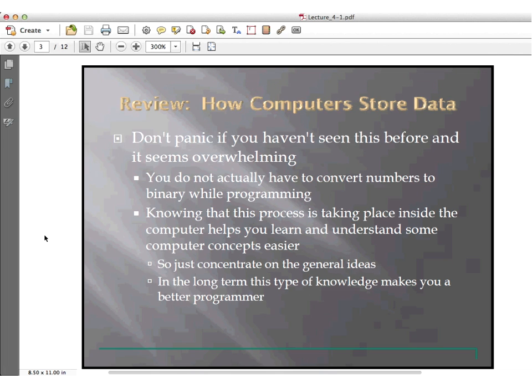So again, don't panic if you haven't seen this before. It's okay that second grade or third grade kids are learning this stuff, but we don't deal with this all the time. And fortunately, you don't have to. Okay, there will be some problems, and you will learn it. It's good to know.